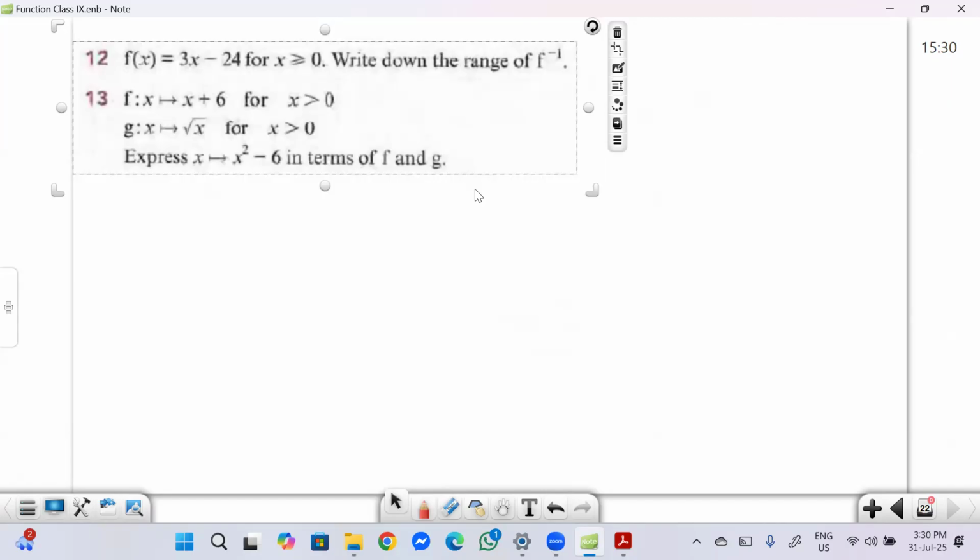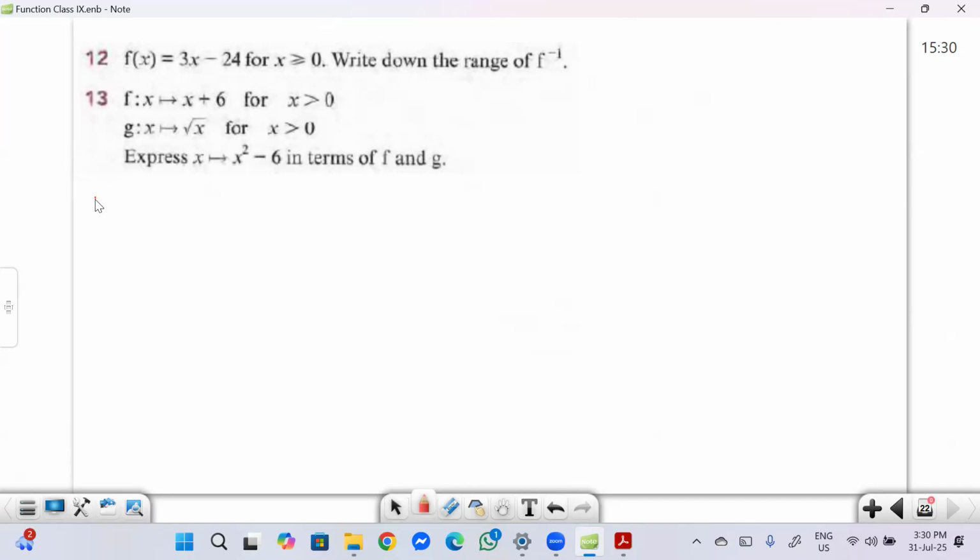Okay, so here the first thing in 12 we should be able to do... in 12. Sorry. Okay, in 12 they ask us to find out the range of f inverse, হ্যাঁ?